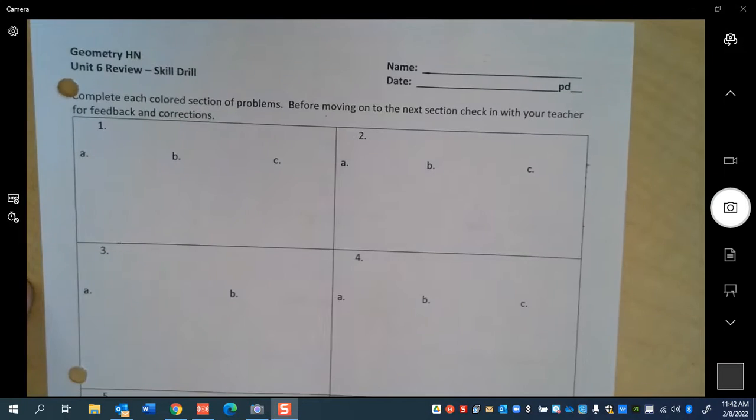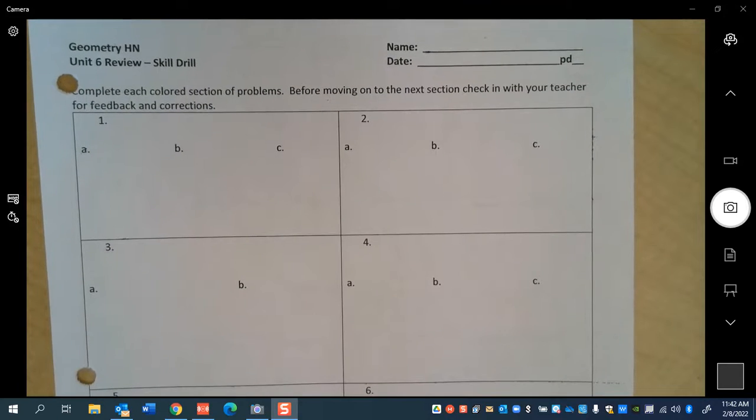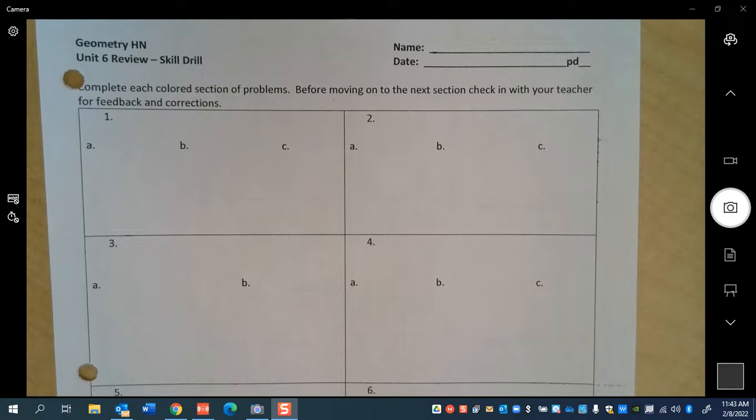All right, so the way that the skill drill works is that each of you are going to get this piece of paper, and it's an answer grid for all of the problems around the room.